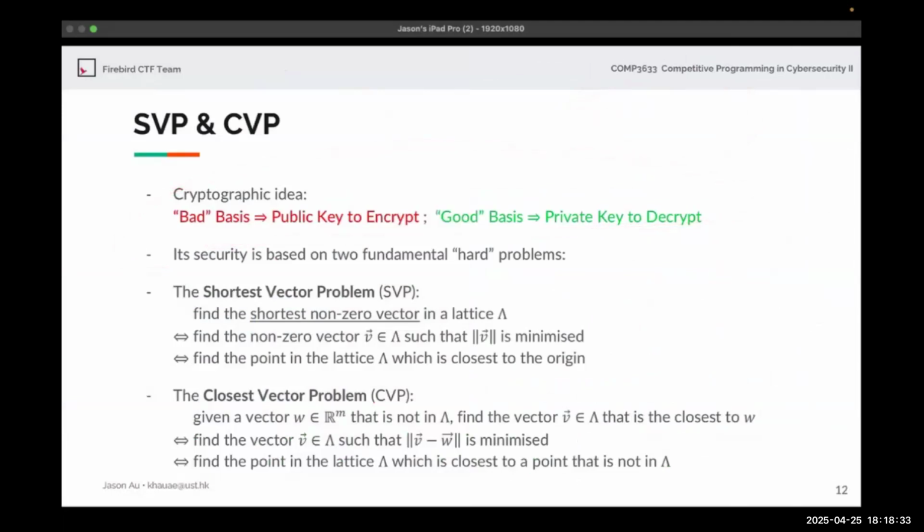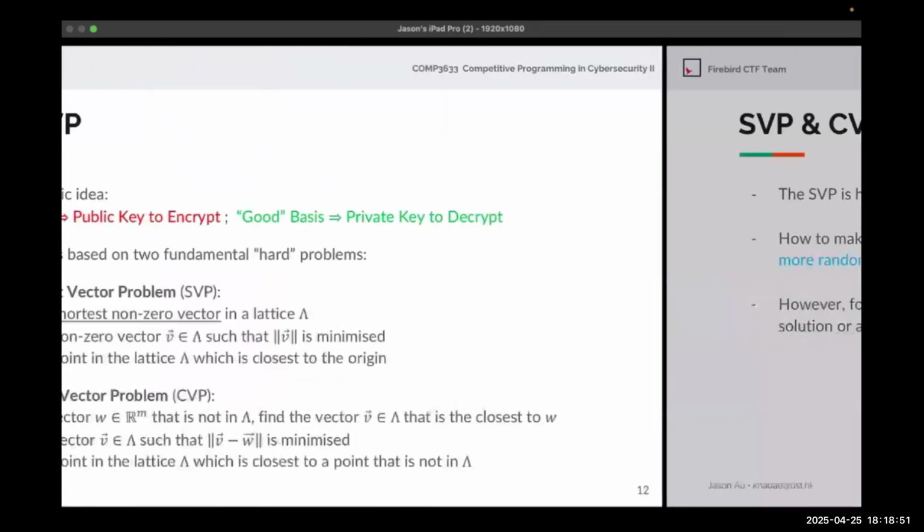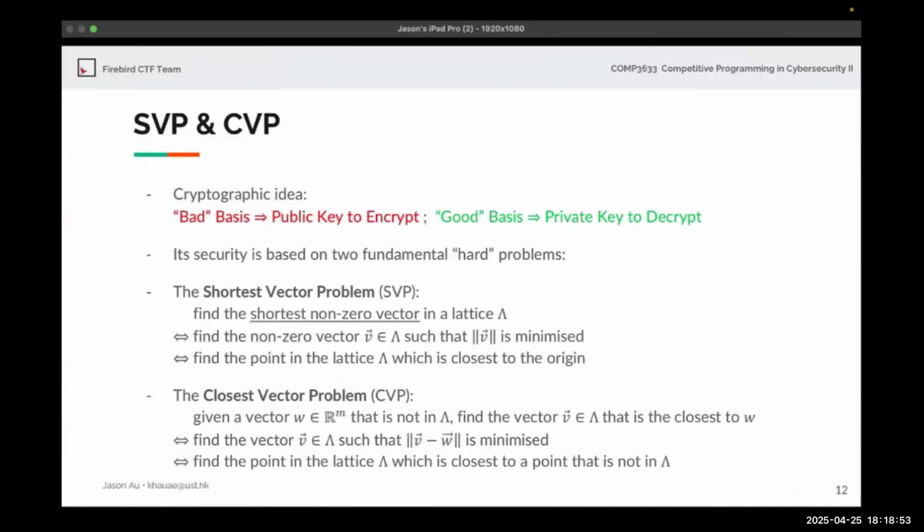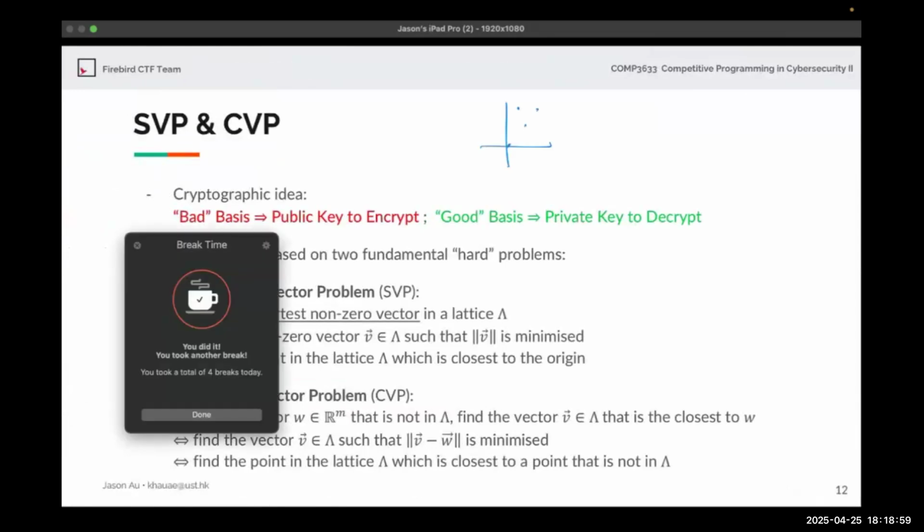The shortest vector problem is to find the shortest non-zero vector in the lattice, or find the point in the lattice which is closest to the origin. And the closest vector problem is very similar, but a bit different. So if we have a lattice, some lattice pattern like this, something like this.